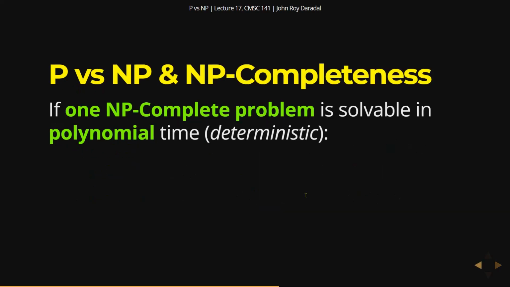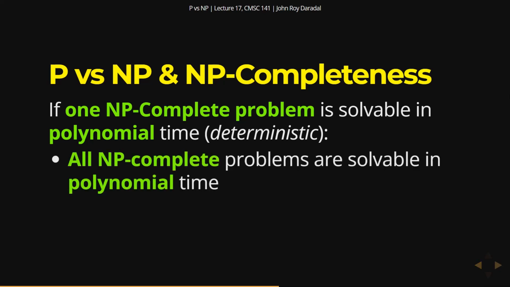Now, how is NP completeness related to the P versus NP problem? Remember that an NP-complete problem is the hardest NP problem, right? Imagine that we had an NP-complete problem and we found a polynomial time algorithm for it on a deterministic computer. What would that mean?